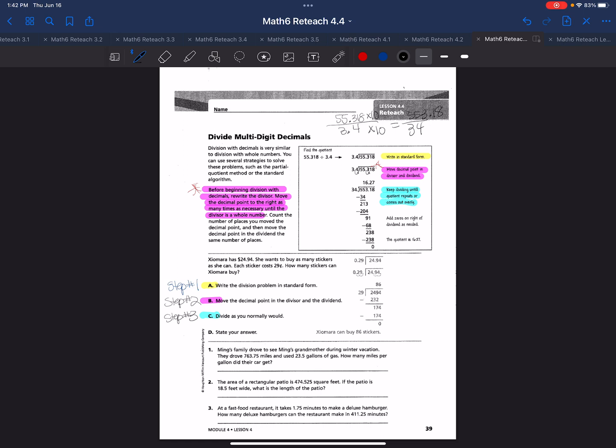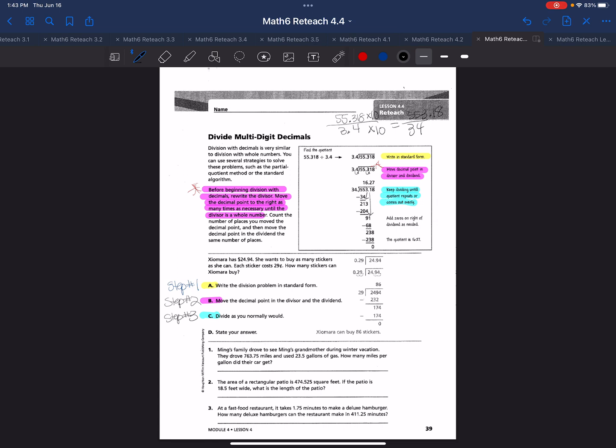So you can see in this example here that 34 goes into 550. So it's saying 34 goes into 55 one time. 1 times 34 is 34. They subtract and then they bring down the 3. Then 34 goes into 213 6 times. 6 times 34 is 204. So then I subtract and then I bring down the 1.